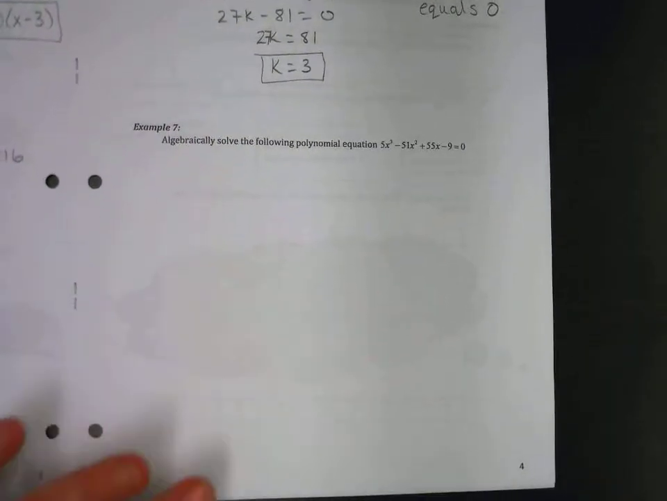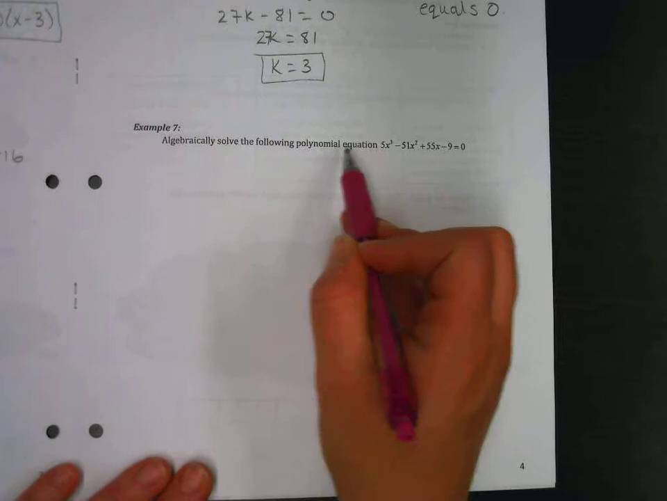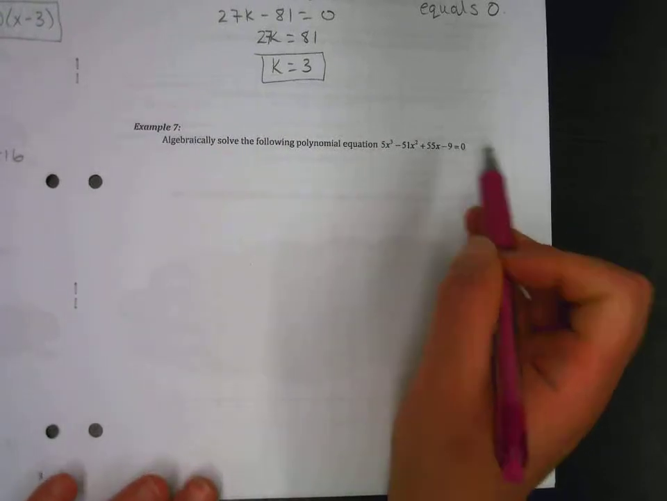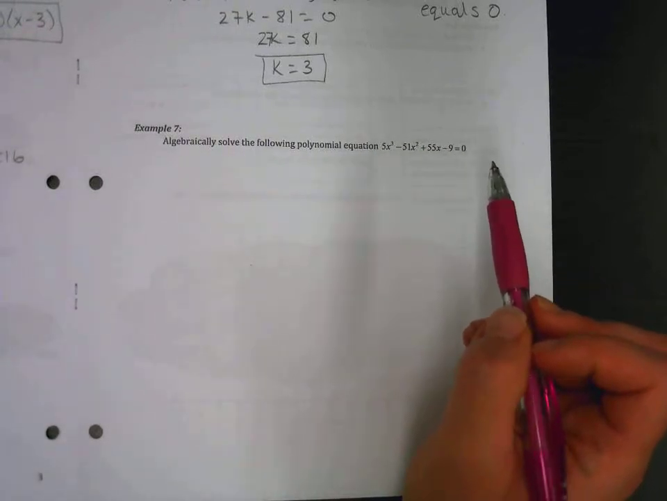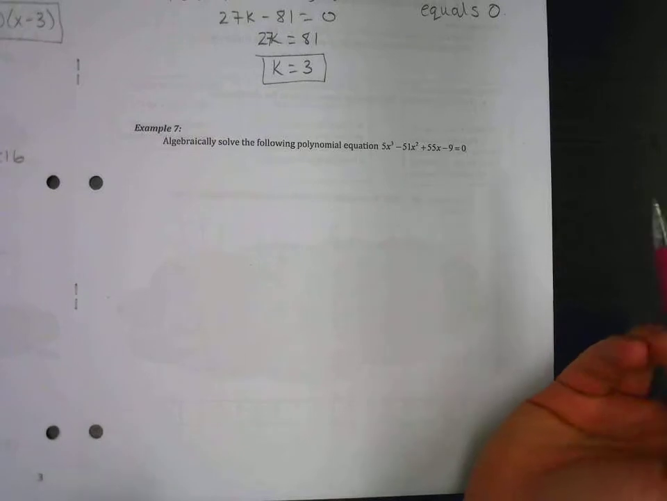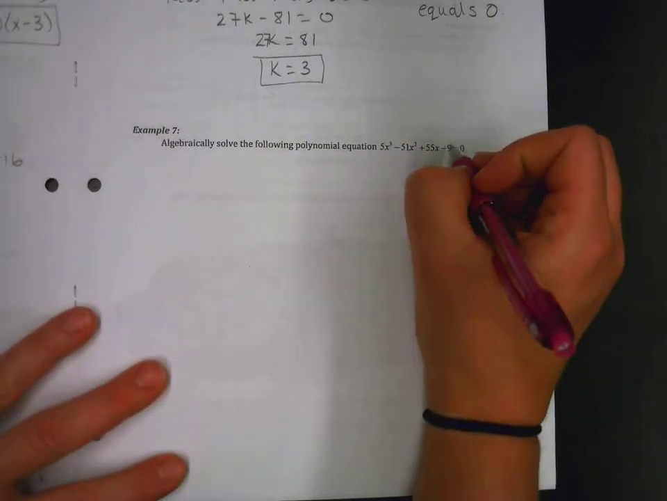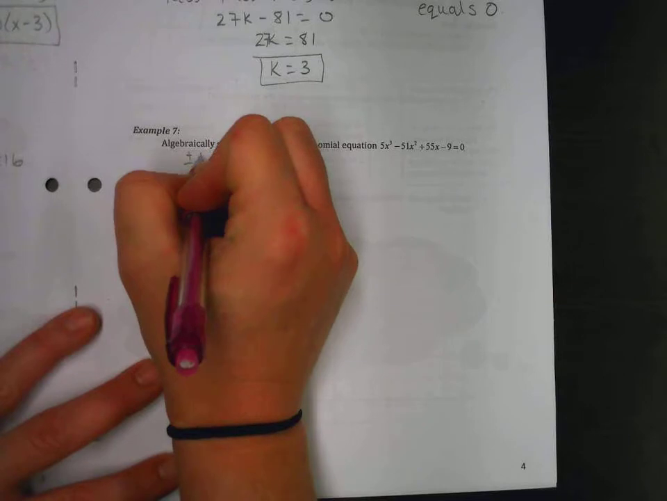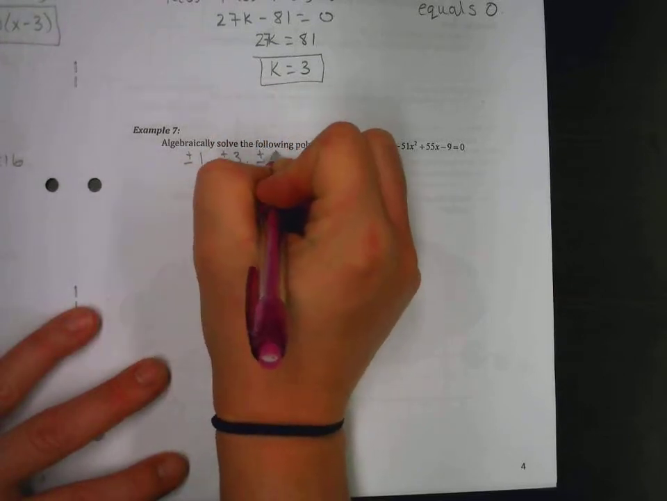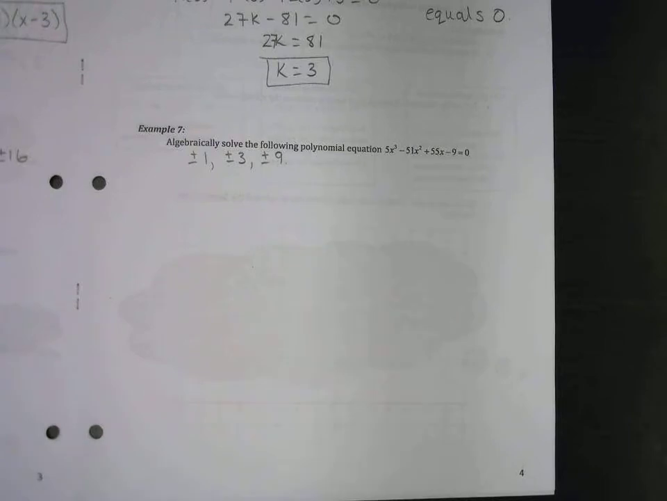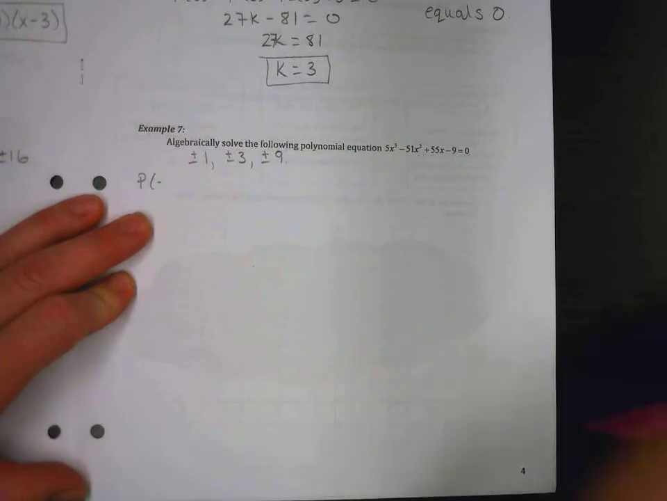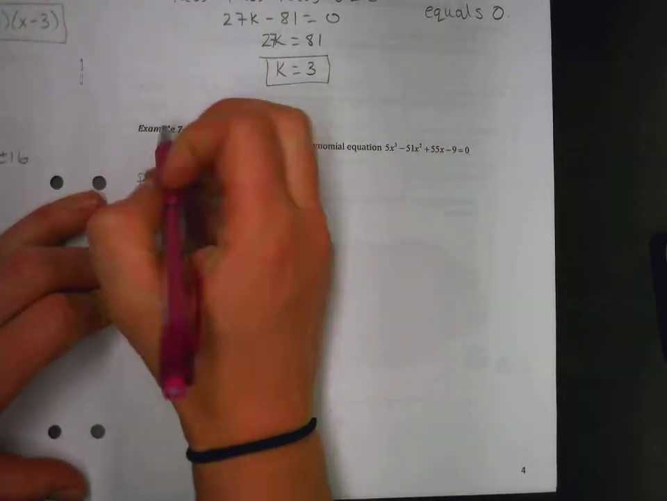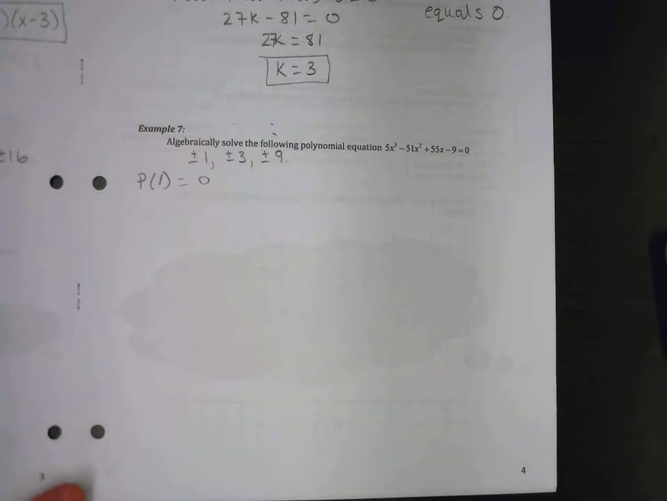Okay, and then taking it one step further, algebraically solve the following polynomial equation. So as soon as we take a polynomial and make it equal to 0, after we've factored the entire polynomial, we want to go one step further and actually solve for x values. Okay, so my integral zeros of negative 9 would be plus or minus 1, plus or minus 3, and plus or minus 9. So again, I'm going to try all of these possibilities. And I find that p at positive 1 works. Gives me a remainder of 0.